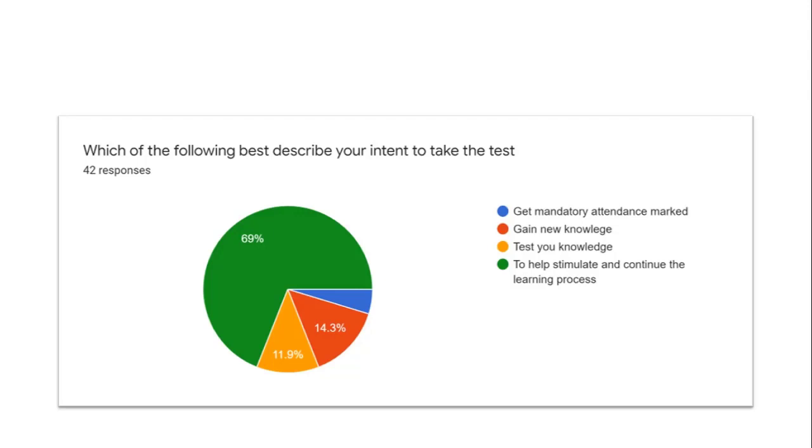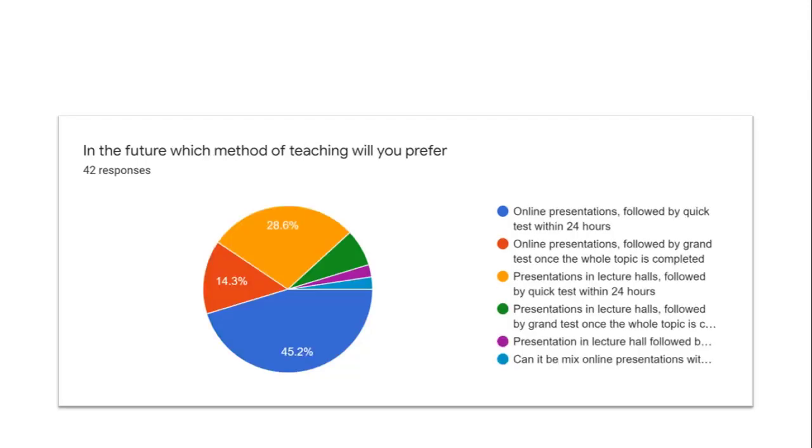This is a question about the intent of taking the test. The majority felt that they did it to stimulate and continue the process of learning. Then we asked what future method of teaching you would like. The majority, 45%, agreed with the same method that we were doing, that is, online presentation followed by a test. But the second most common, 28%, felt what we are doing now, that is, presentation in the lecture hall followed by a quick test. So in total, 80% think that there has to be a presentation, whether online or in the lecture hall, followed by a test. So the test will remain the same and we are doing the presentation.